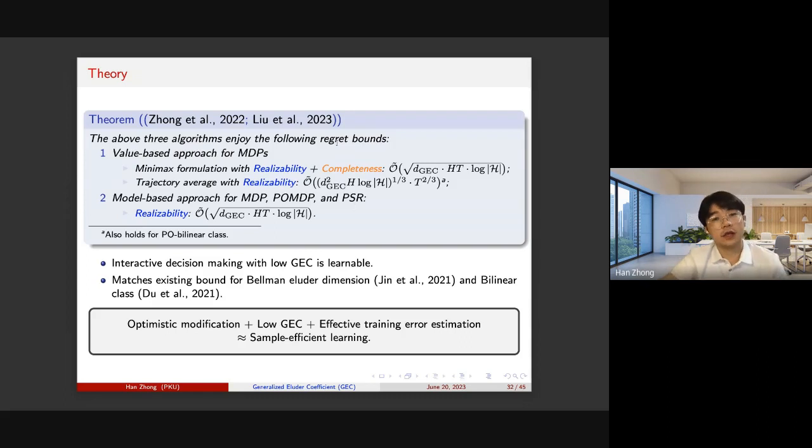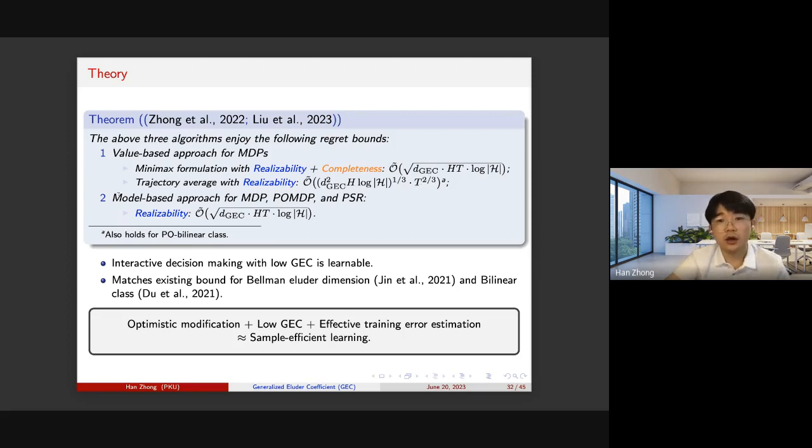So for theory, we prove that all these three algorithms enjoy regret bounds. For the value-based approach for MDPs, if you use the minimax formulation with the realizability assumption and the completeness-type assumption, then we have a regret of the order Õ(√(d_GEC H T log H)). If we don't want the completeness assumption, we can use the trajectory average. With only the realizability assumption, we have the slightly worse T^(2/3) regret.